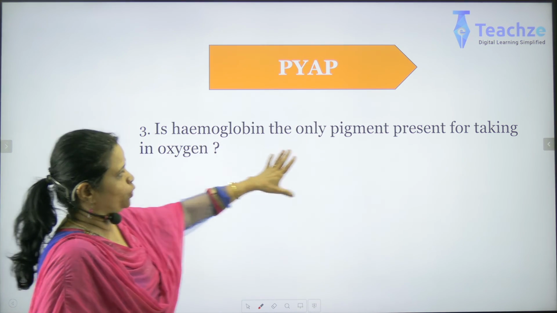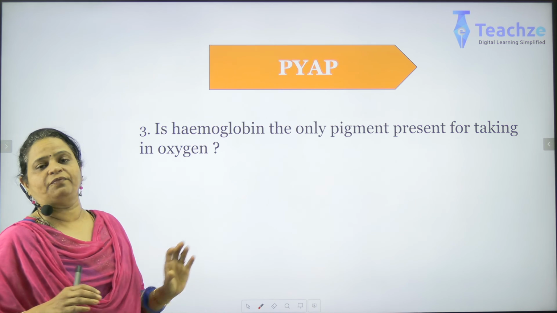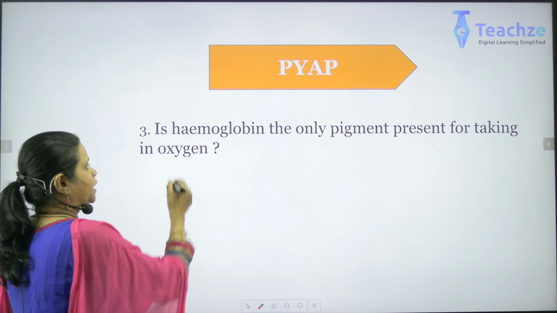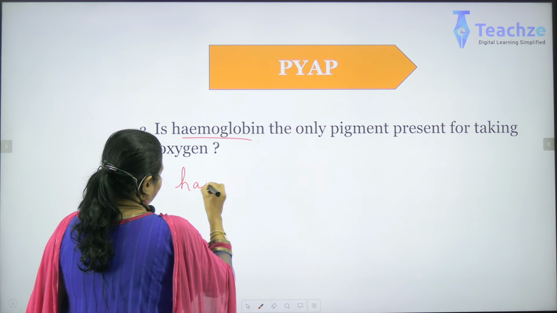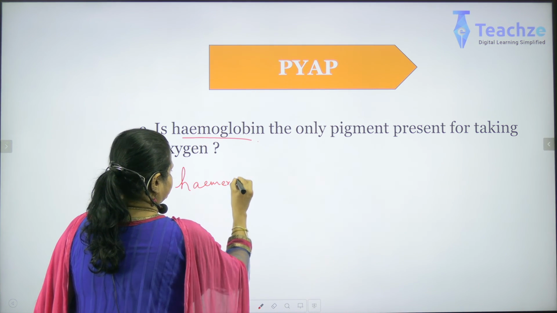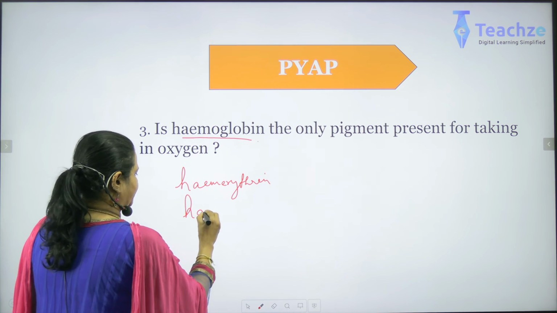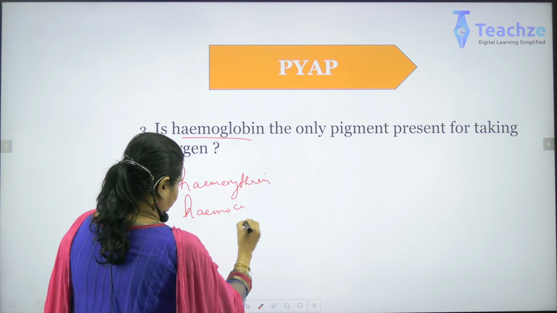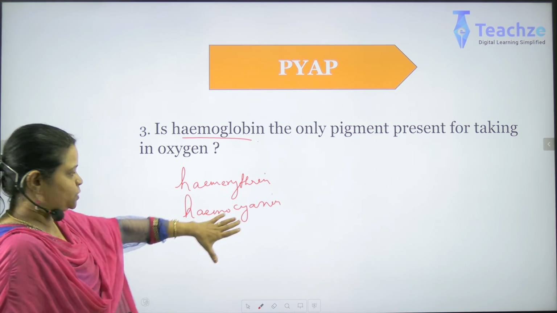Now, is hemoglobin the only pigment? So we just discussed that hemoglobin is the major pigment found in most of the animals. But apart from hemoglobin, we have other types of pigments. Hemerythrin. You also have hemocyanin. So these are some of the pigments you can find.